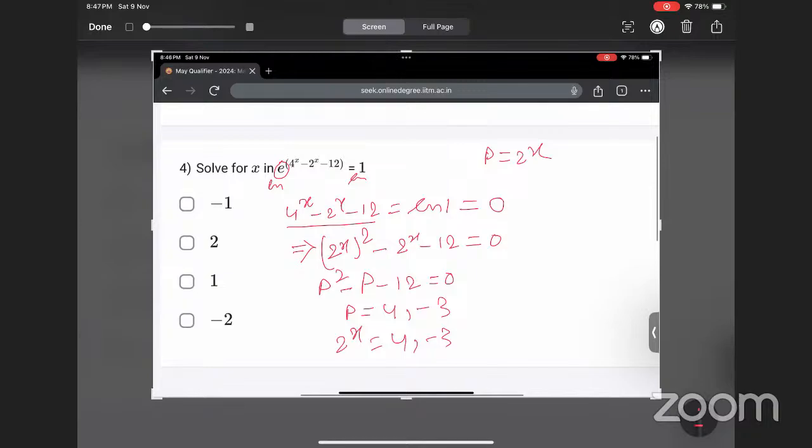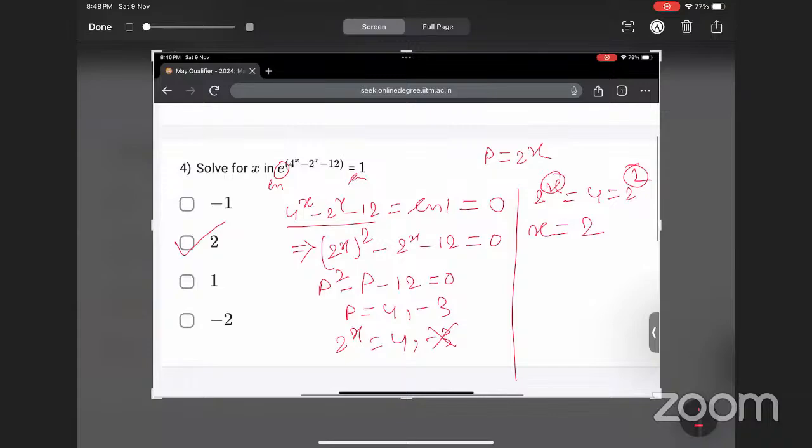But is it possible for an exponential function to give some negative number? What is the range of the exponential function? It is always positive, right? Yes, ma'am. So minus 3 is not possible, right? That means there is no x for which 2 power x is minus 3. So we will not take minus 3 because the range is positive for the exponential function. So we will take 2 power x equals 4. 4 means 2 square. Then we will compare the exponent. So this will be x equals 2. Then this option is the correct answer. Okay.